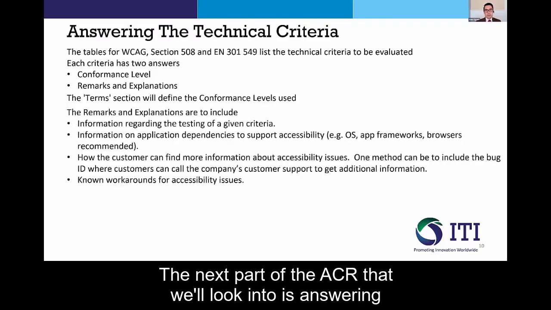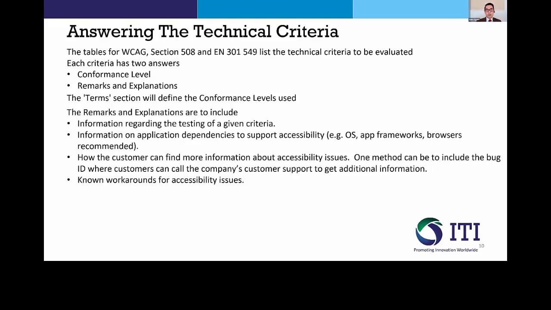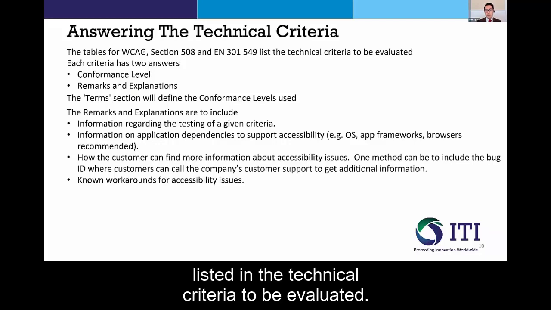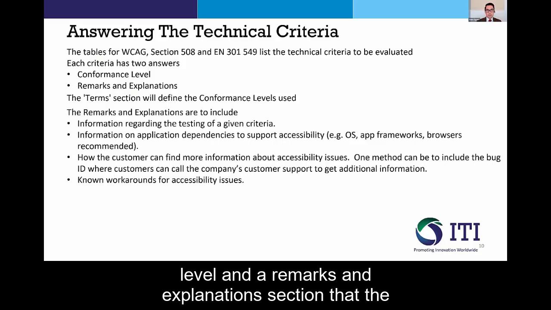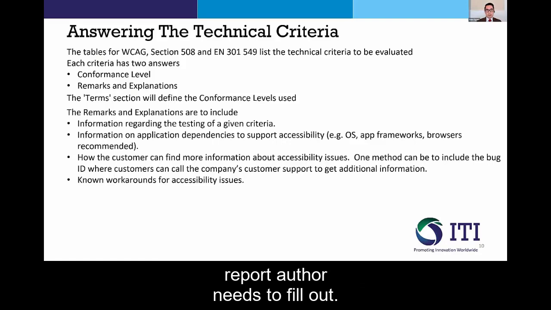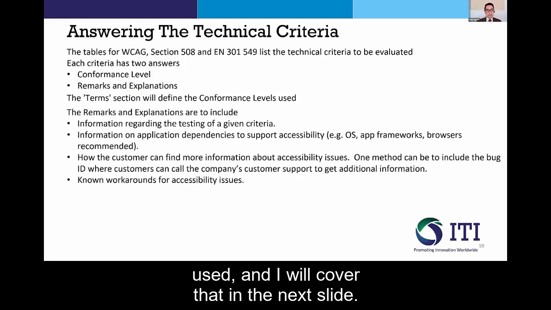The next part of the ACR that we'll look into is answering the technical criteria. So there are tables for WCAG, Section 508, and EN 301 549 listing the technical criteria to be evaluated. For each of these criteria, there will be a conformance level and a remarks and explanations section that the report author needs to fill out. The terms section will define what conformance level is used, and I will cover that in the next slide.